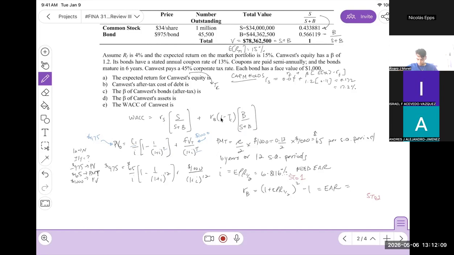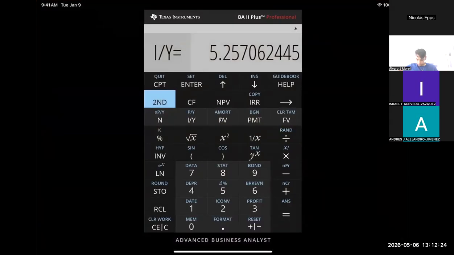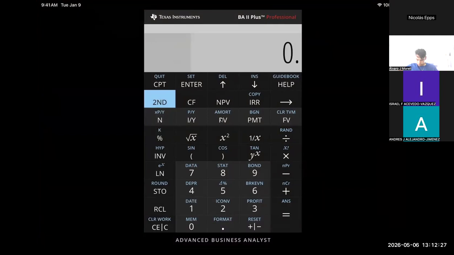Did you get it? Okay, so we have to put in 12 into N, negative 975 into PV, 65 into PMT, and 1000 into FV, and then compute the interest rate. Then you have to be careful: divide it by 2, divide it by 100, I mean, and store that in 1.